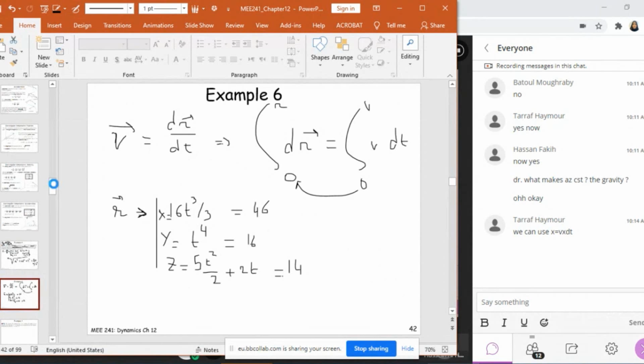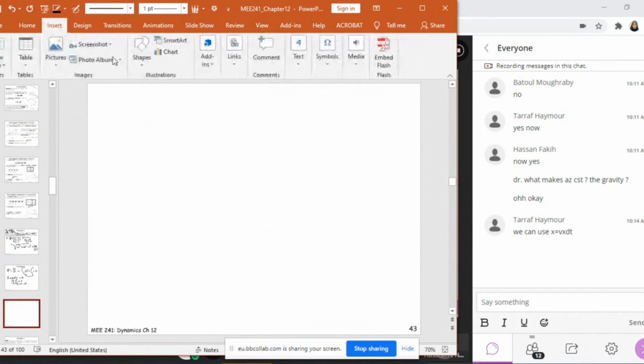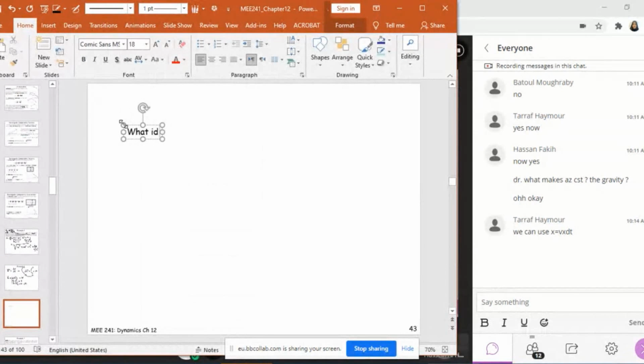I'm going to do the same now, quickly, guys, because we don't have a lot of time. What if r in bold, which means r is a vector, is not equal to 0 when t is equal to 0?